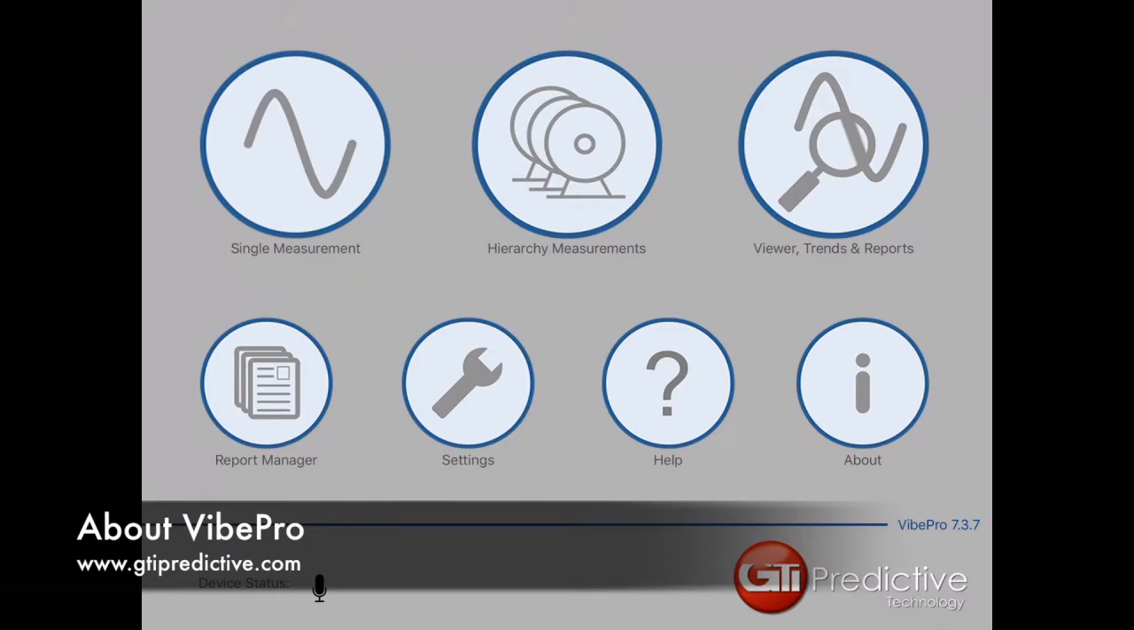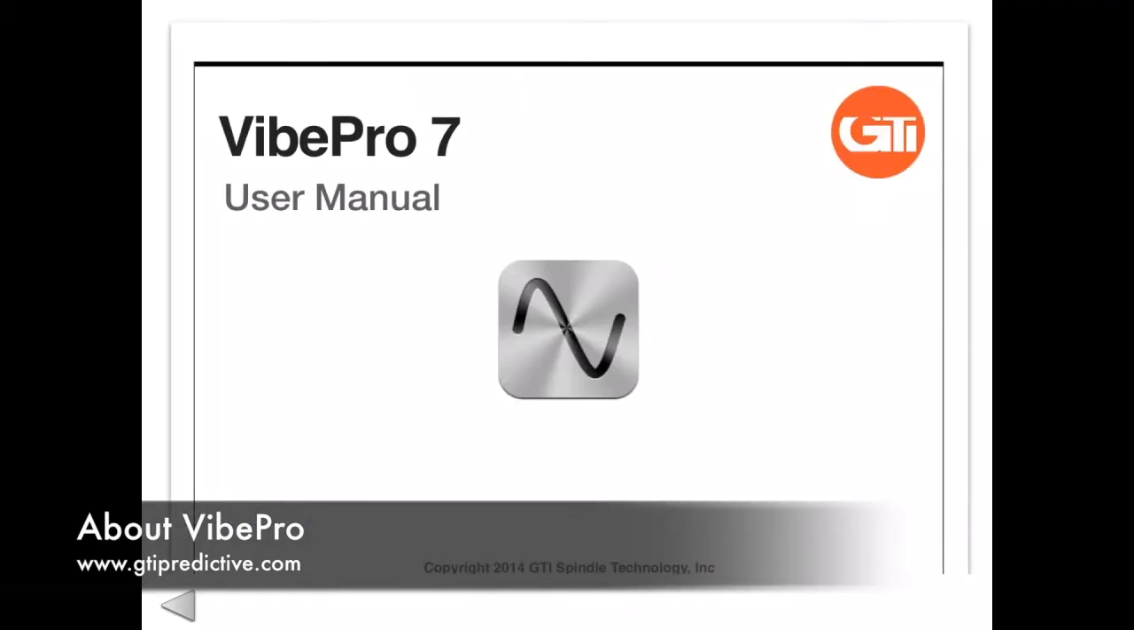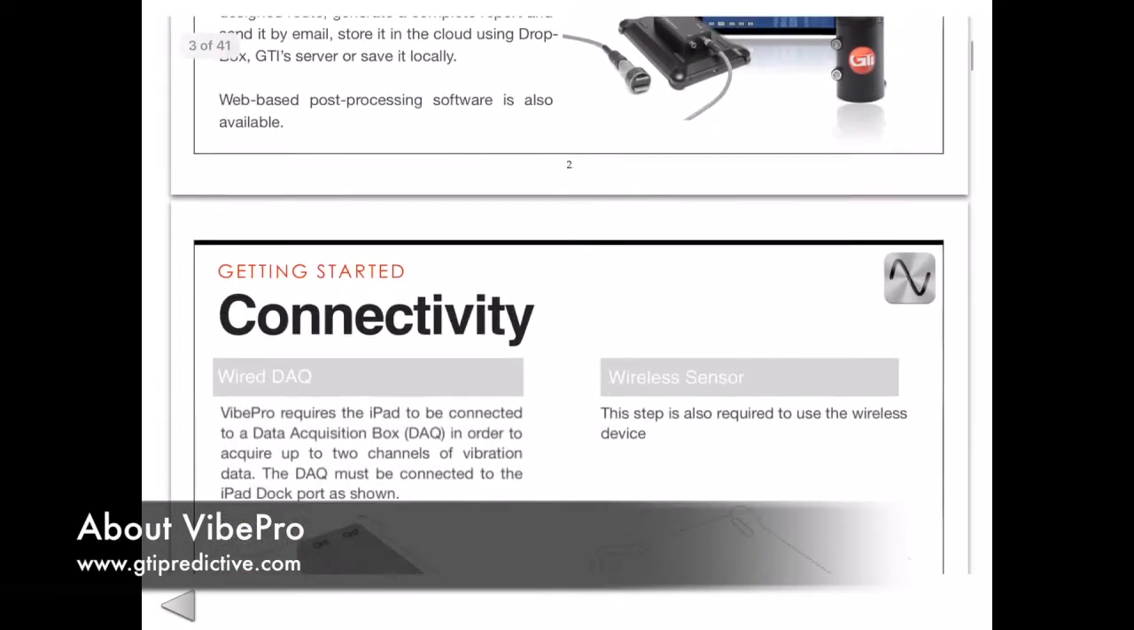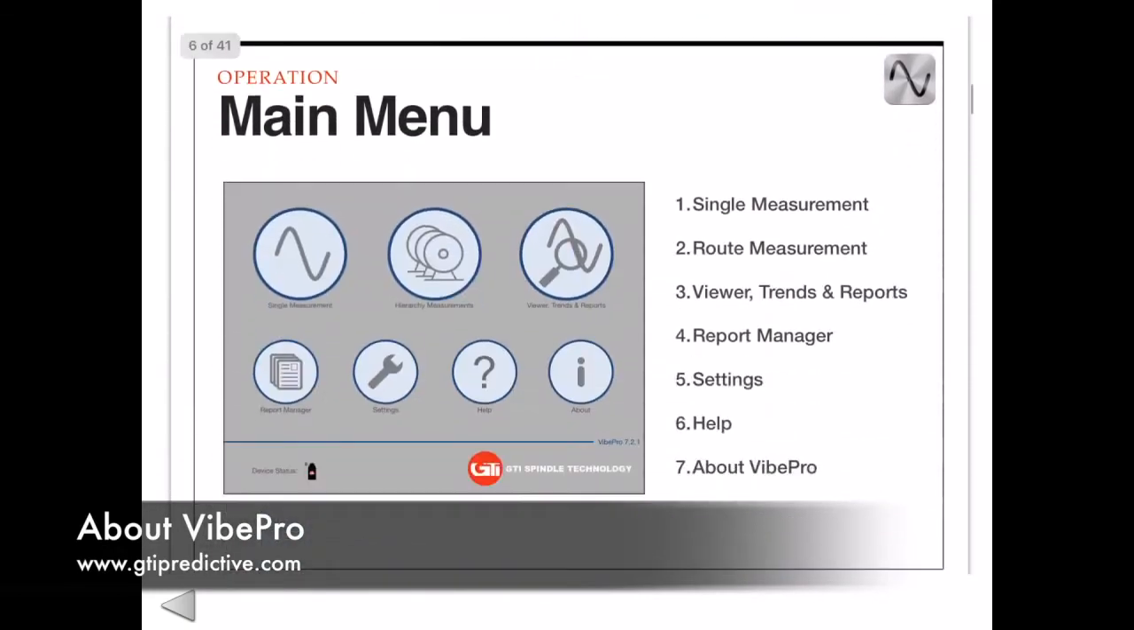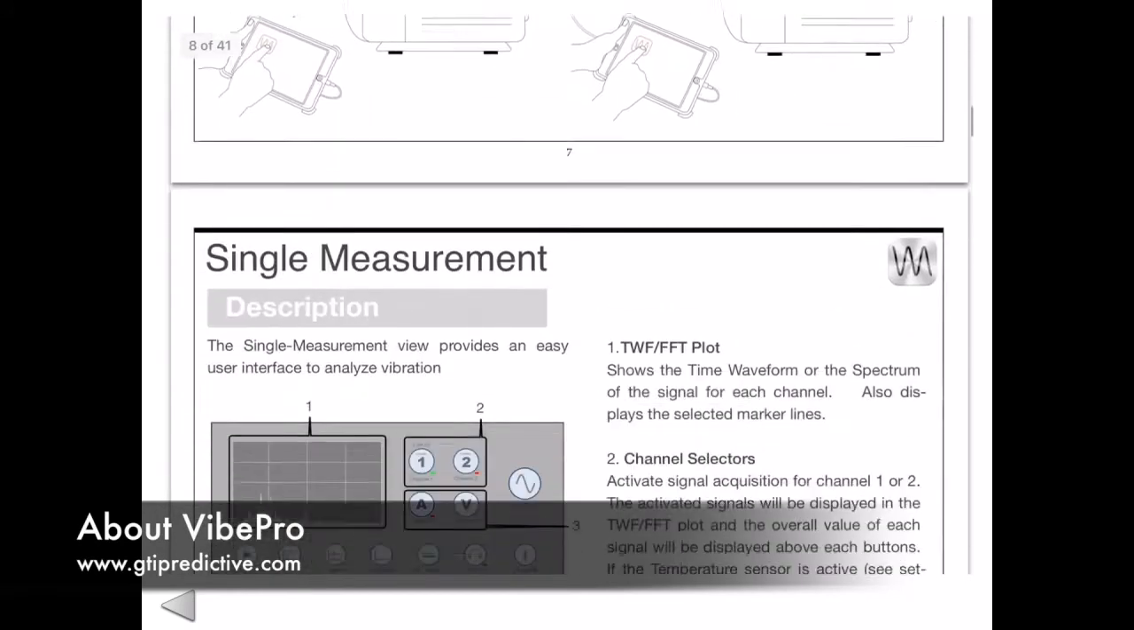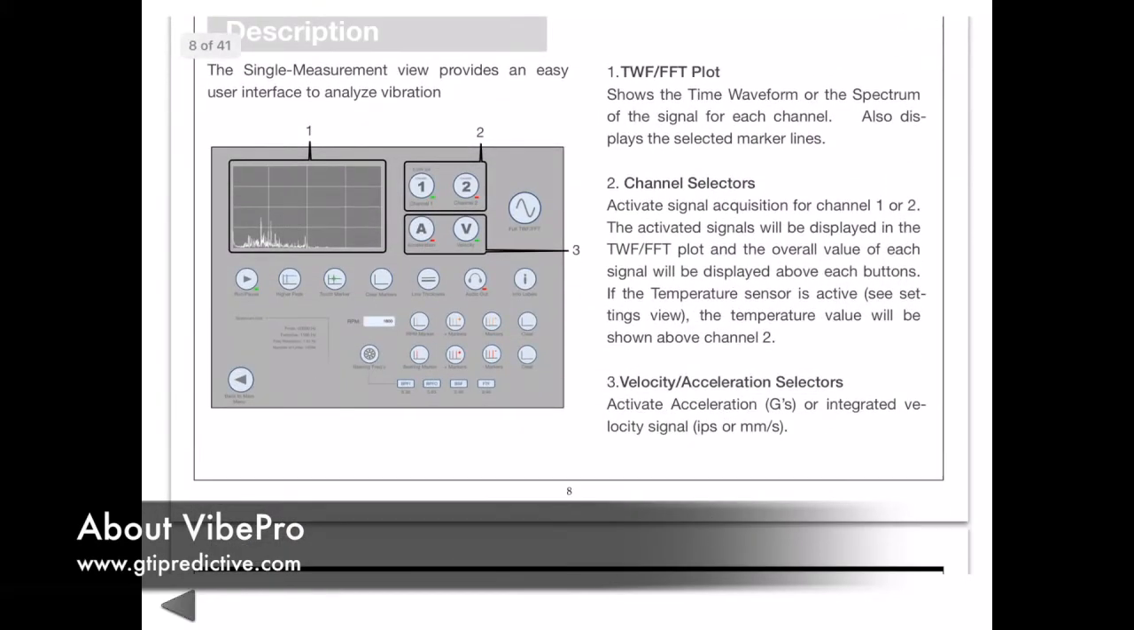The Help screen is a built-in version of our manual for VibePro. It goes through all the features page by page, over 41 pages. It's a pretty helpful thing to look through as well, in addition to watching this video.